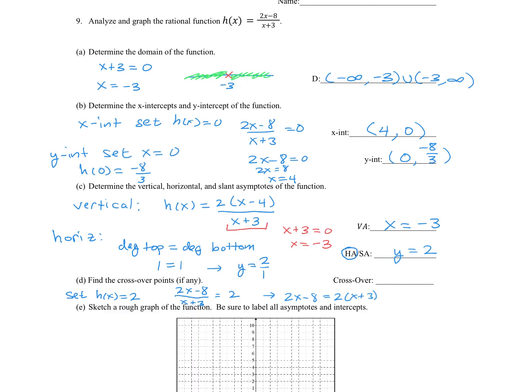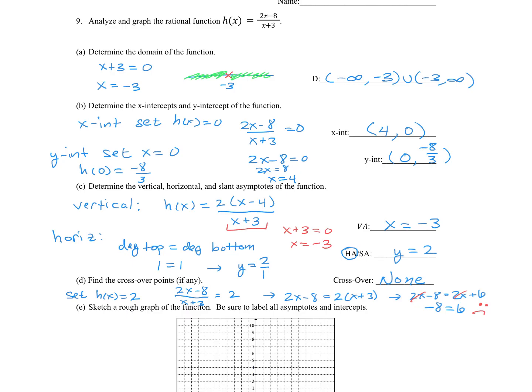And that's going to give us 2x minus 8 equals 2x plus 6. If I cancel out my 2x's, I get negative 8 equals 6, which we know is never going to happen. So that means there are no crossover points for this function. It is not going to cross the horizontal asymptote.